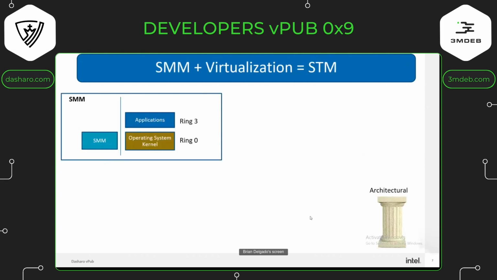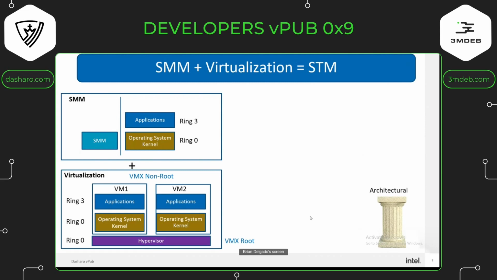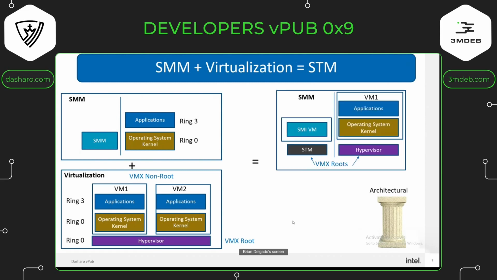So if we think about traditional SMM, we add in Intel VT-x virtualization, then we get the STM. Basically the STM operates as a peer hypervisor. It's a peer of the host side hypervisor, but with the difference that it operates in SMM, and it has as its virtual machine the SMI handler code. Just like we run Linux or Windows in a VM on the host side, the STM runs the SMI code in SMM.